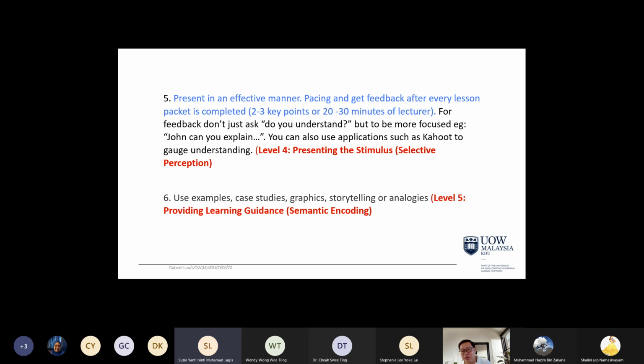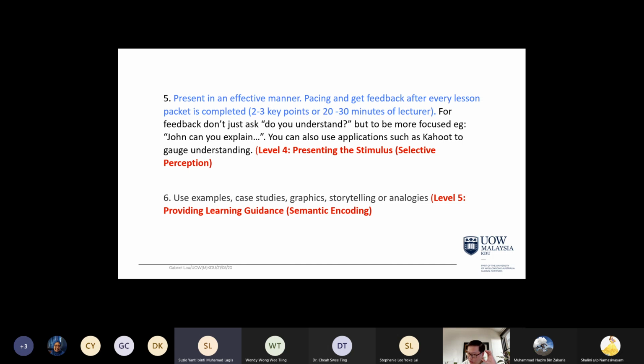Yes, but for you guys it can, because you are a different audience, but to be more focused, John, can you explain something? You may want to focus. Or you can use Kahoot or other kinds of technology and tools to evaluate, which I would like to totally emphasize. Please use the available applications to do this.